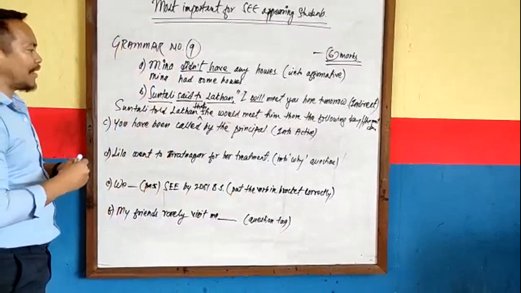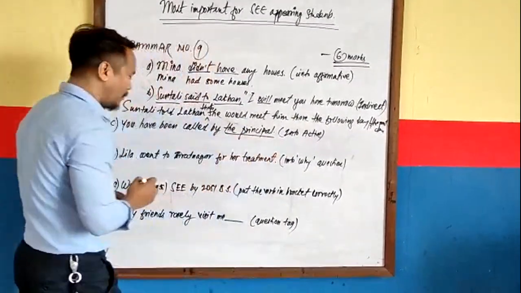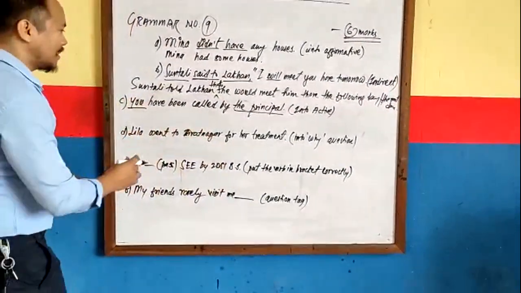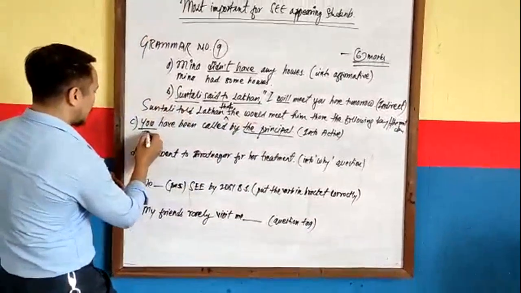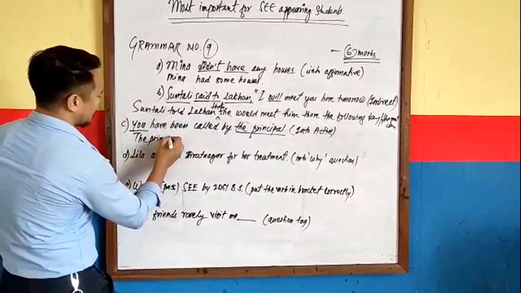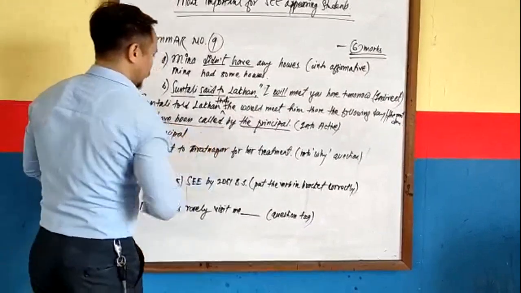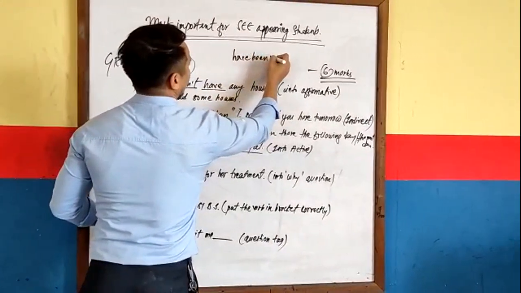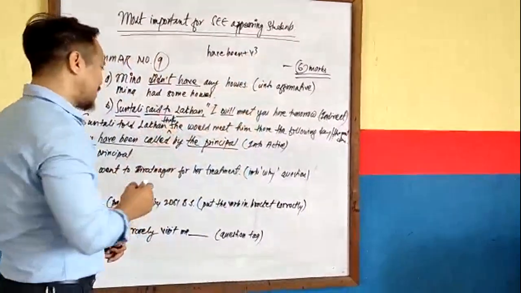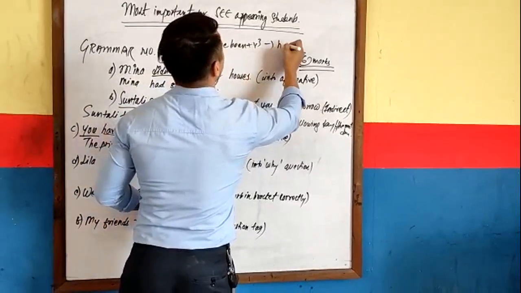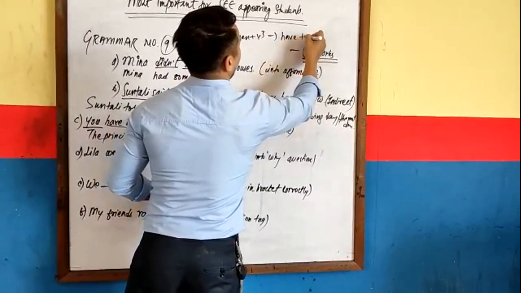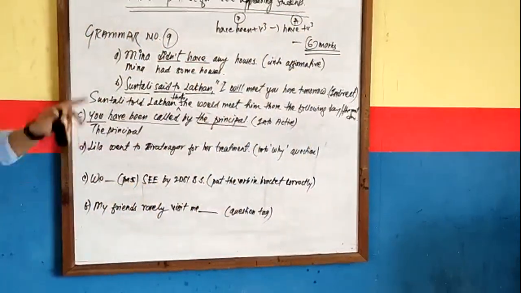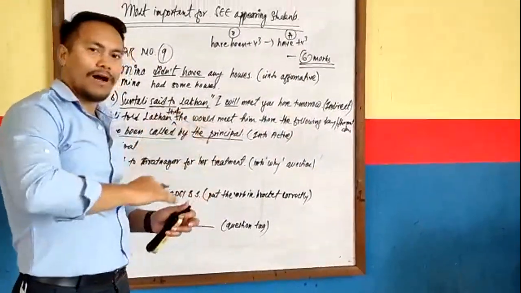You have been called by the principal. Here the principal is object and you is subject. So we interchange object and subject their places. So here the principal comes in the front. We all know the structure: have been called. Have been plus verb 3 of passive changes into have plus verb 3 in active. This is passive and this is active. Therefore, we need to know that particular structure of changing one into another.